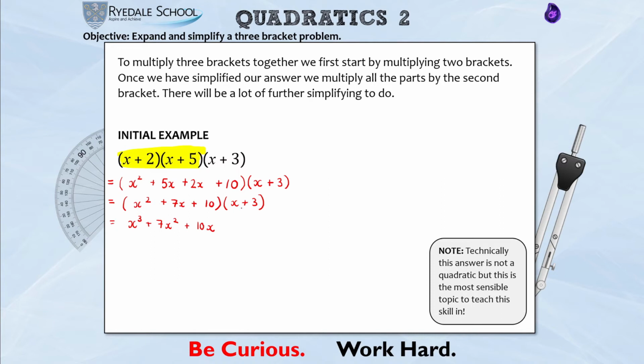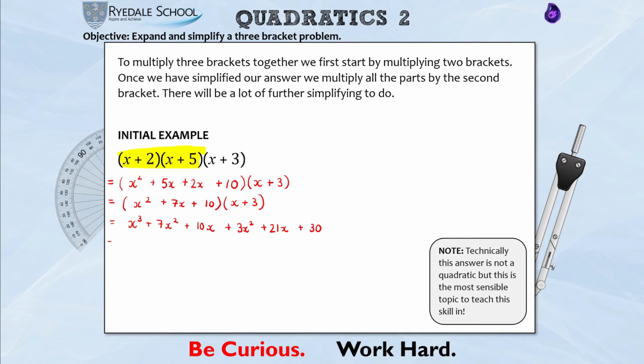What I need to do now is times each of these three terms by 3. So I'm doing x squared times 3, 3x squared. I'm doing 7x times 3. Well, that is 21x. And then I'm doing 10 times 3. And that is 30. And I'm now at a line where I have 6 terms.